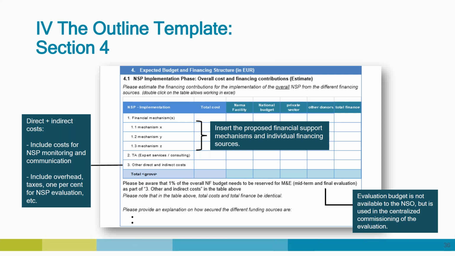Moreover, make sure that your cost structure includes your overhead, possible taxes and expenditures for monitoring, communication, and so on. Please also note that 1% of the requested NAMA facility funding for implementation shall be reserved for project evaluation. The evaluation budget will be centrally tendered and commissioned for all NSPs.